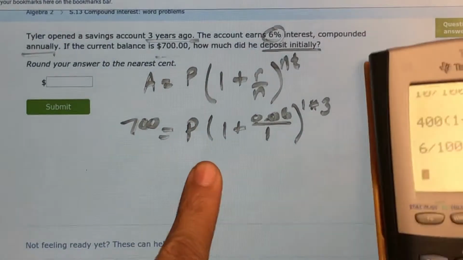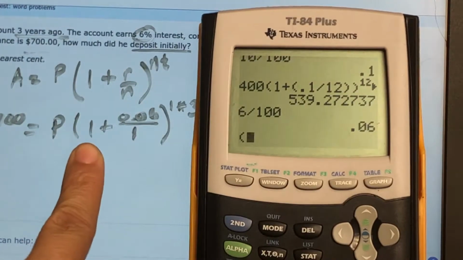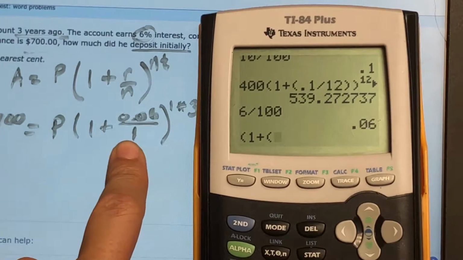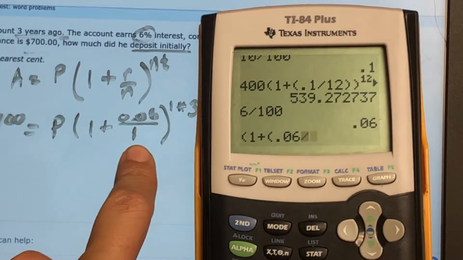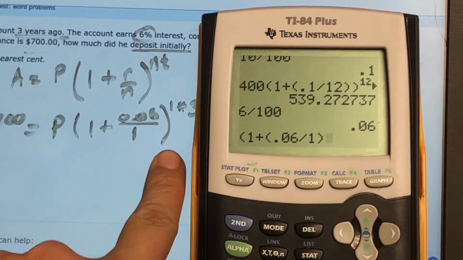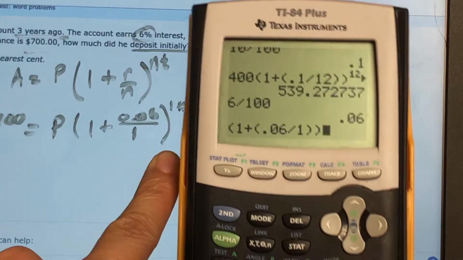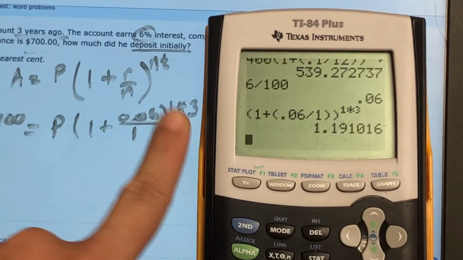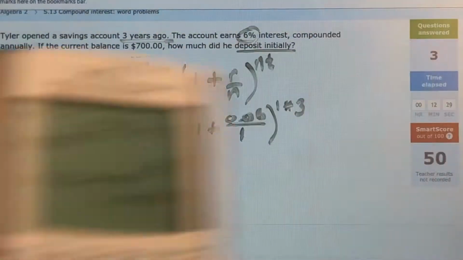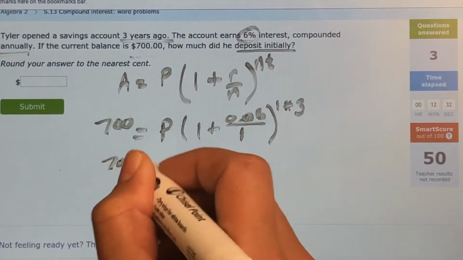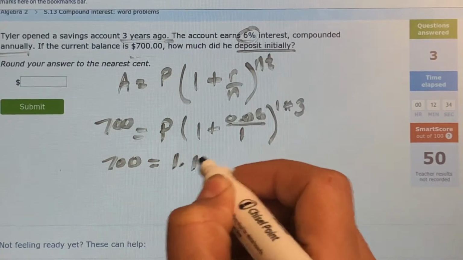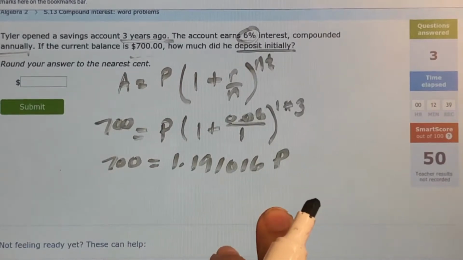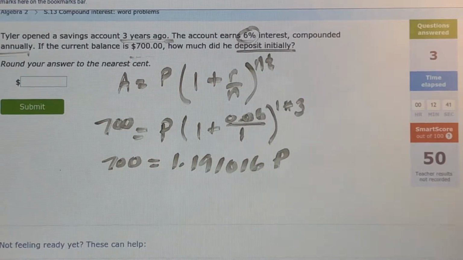So starting at the parentheses, I'm going to put parentheses, 1 plus, and anytime I have a fraction, you make your own parentheses, 0.06 divided by 1, close the parentheses I just made, close the parentheses in the question, and then raised to 1 times 3, equals. So next to the P, I have 700 equals 1.191016 P.